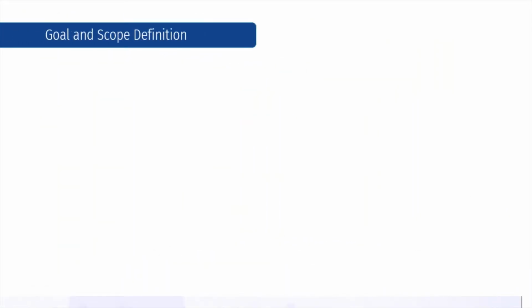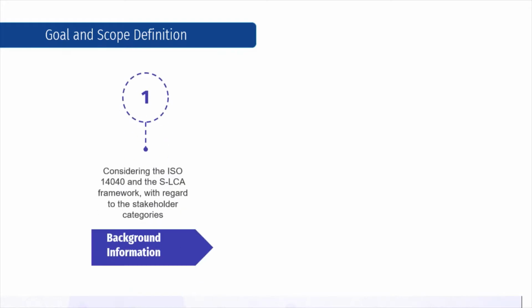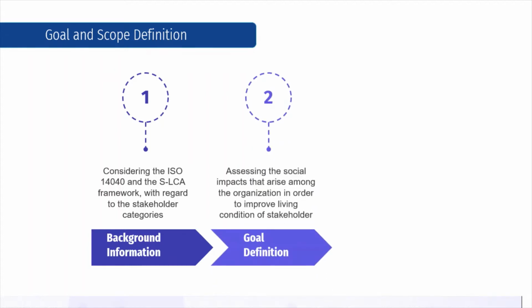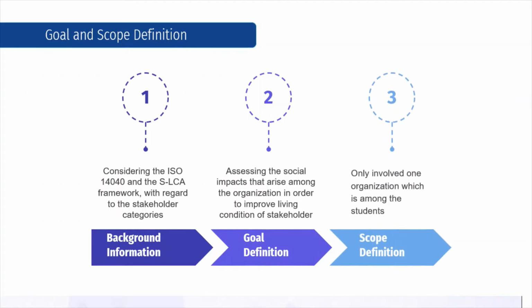Next, for the goal and scope definition, for the background information, this study is considering the ISO 14040 and the SLCA framework, with the regard to the stakeholder categories. Secondly, for the goal definition, this study aimed to assess the social impacts that arise among the organization, in order to improve the living condition of the stakeholder. And for the scope definition, this study only involved one organization, which is only among the students.